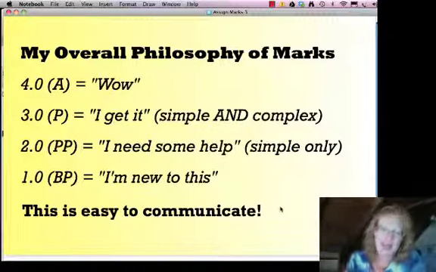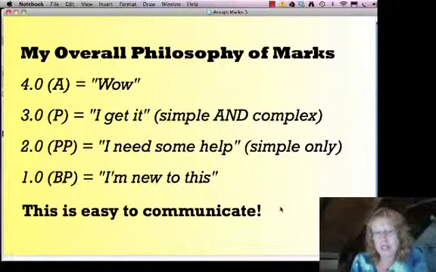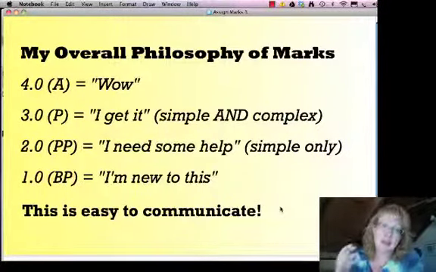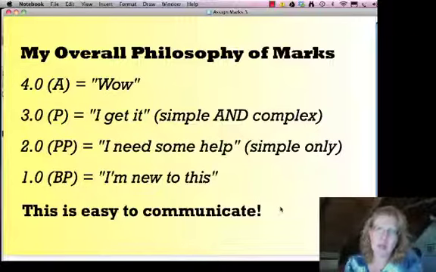A 2 means I'm getting there. I need some help. I'm starting to get there, but yeah, I'm still a little fuzzy on maybe some of the harder things. A 1 for me typically was I'm new. They're below proficient. It's a brand new process for them. They're even struggling on recognizing the words to some extent. This basic philosophy is really easy to communicate with kids and parents. And this is really the short version, but it's kind of the basis for it.